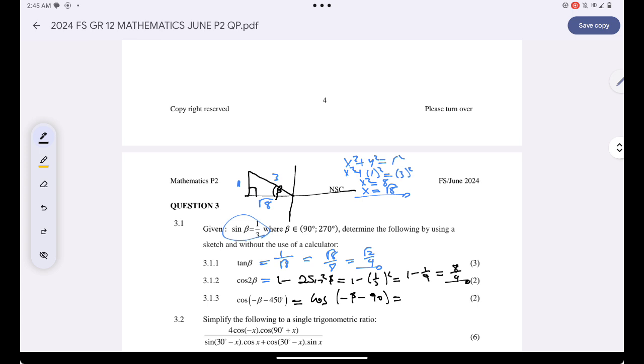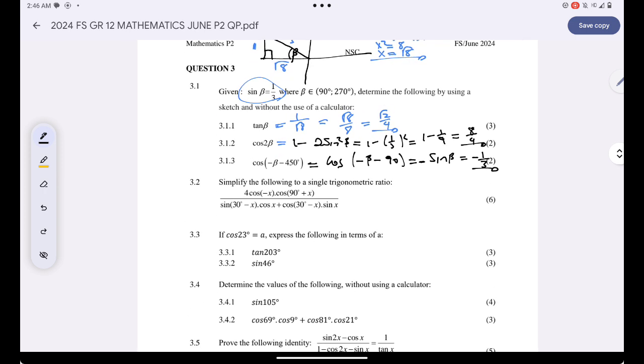But before I change, I need to check whether the thing that I'm changing is positive or negative, right? Beta minus 90 is in the third quadrant. Are you together? And in the third quadrant, cos is negative. It simply means I'll have a negative sine beta, which will give me negative 1 over 3. Are you together, guys? Okay.